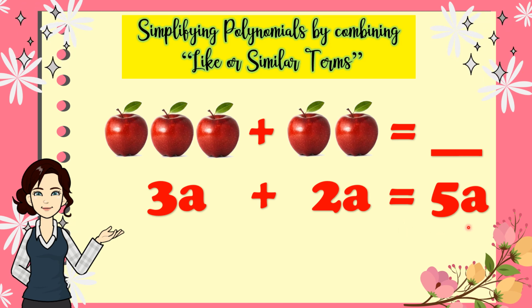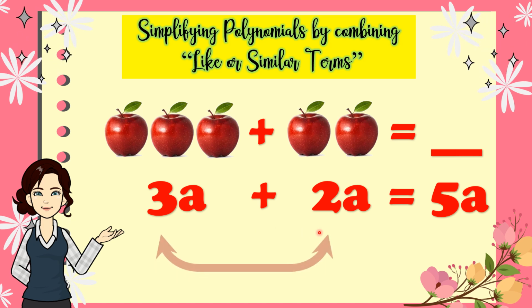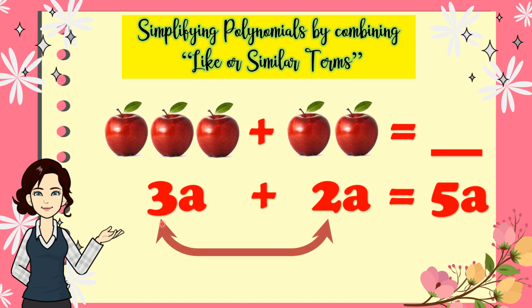Paano ulit nakuha yun? Kasi yung 3 apples, represented by 3a, dinagdagan natin ng 2 pang apples, represented by 2a, naging, ilang apples lahat yun? 5, kaya naging 5a. Kung susuriin natin, how we combine like or similar terms is like combining or adding their numerical coefficients. So, 3 plus 2, we have 5. And then, ang ginawa natin sa common literal factor, is kinopya. That's how easy we combine like or similar terms. We just add their numerical coefficients and then we copy the common literal factor.